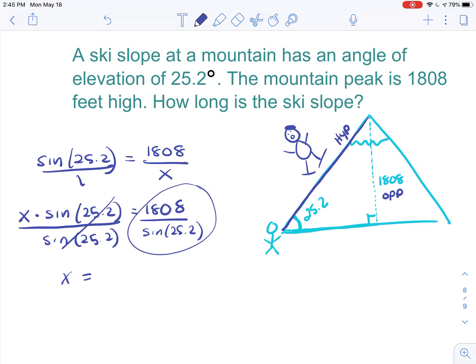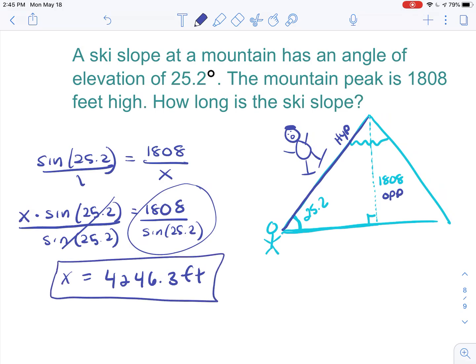So, again, make sure your calculator is in degree mode. And type it in, 25.2, okay, and we get 4246.3, and that would be feet. Okay, so the distance you're going to travel down this mountain is 4,246 feet approximately. Okay, let's try one more.